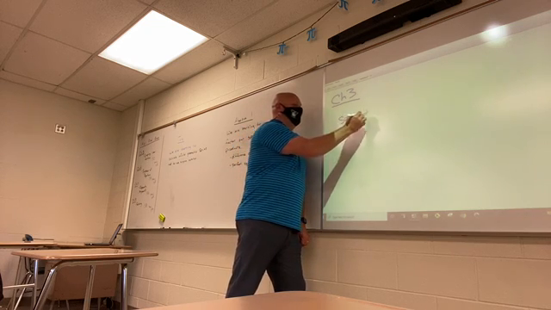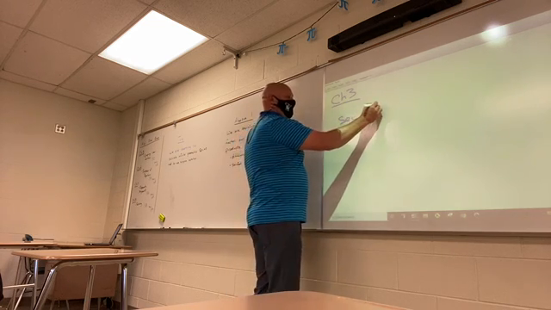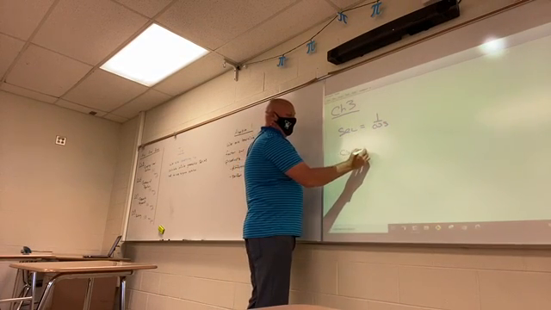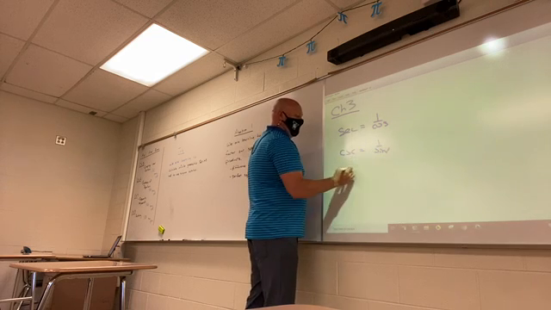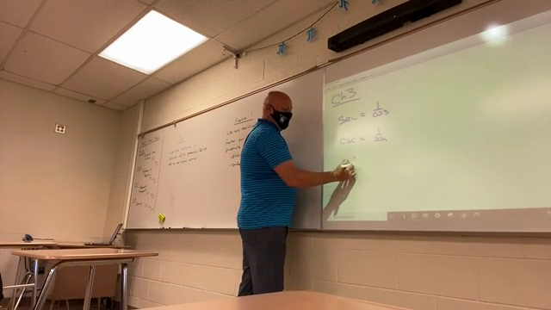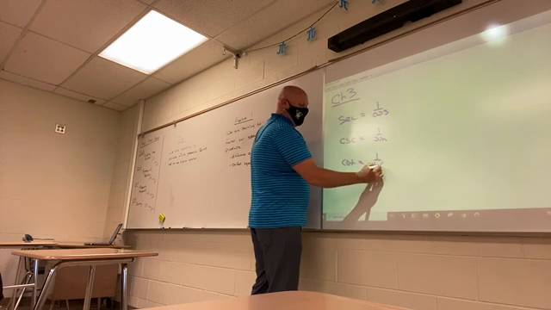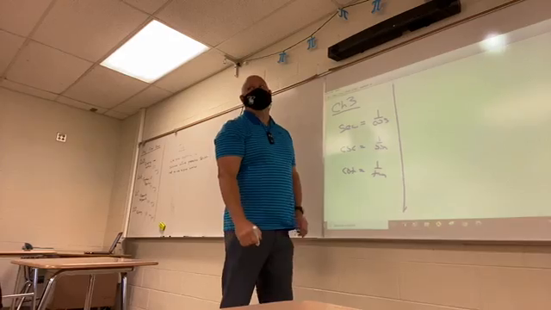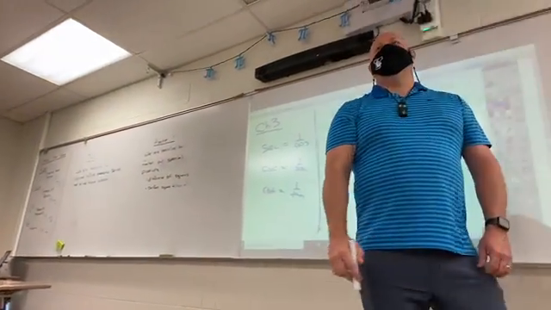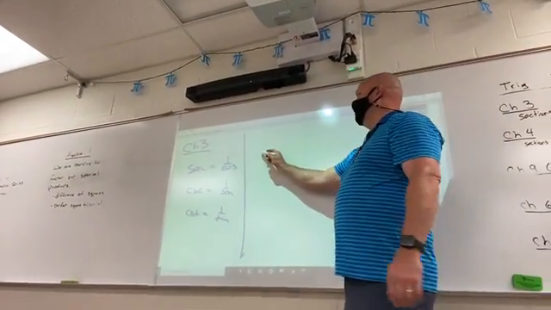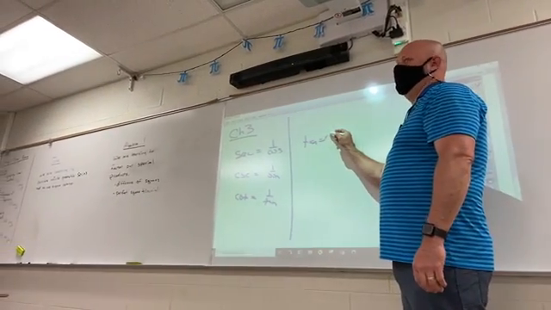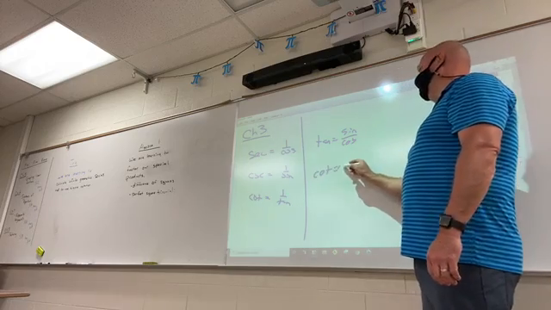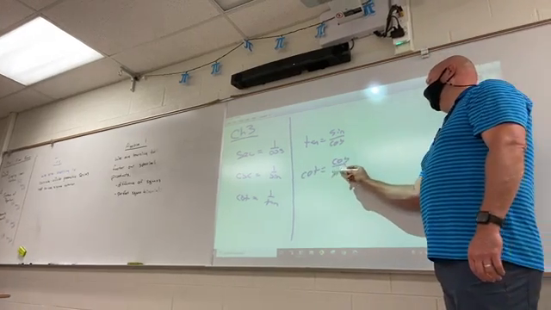What's secant equal? 1 over cosine, that one you should know. Cosecant is equal to 1 over sine. Cotangent is equal to 1 over tangent. So there's your reciprocal identities. What were your ratio identities? Tangent is equal to sine over cosine. Cotangent is then equal to cosine over sine.